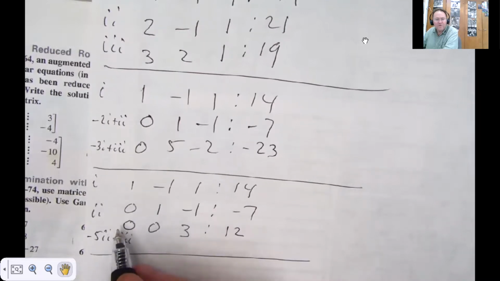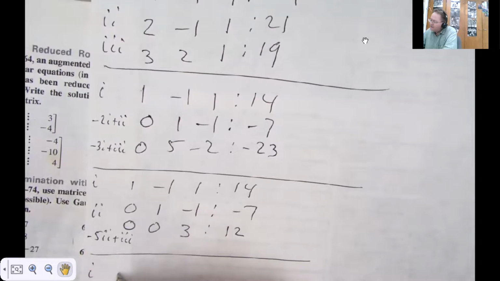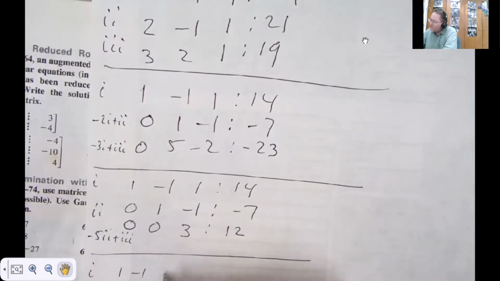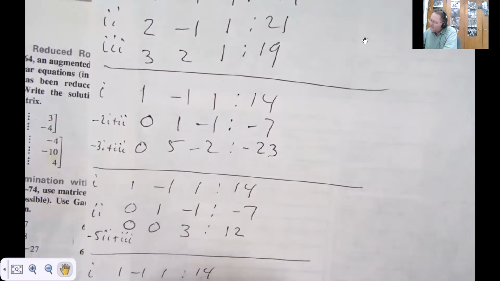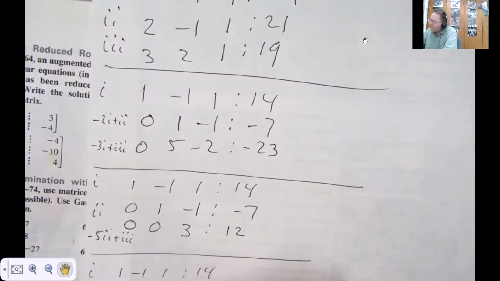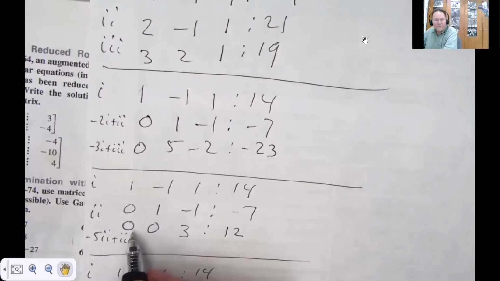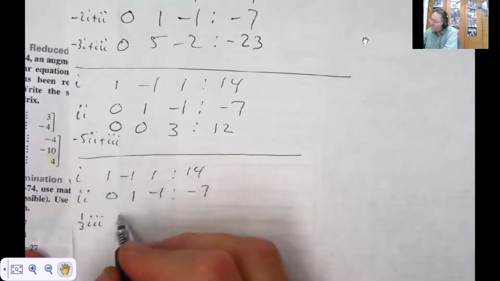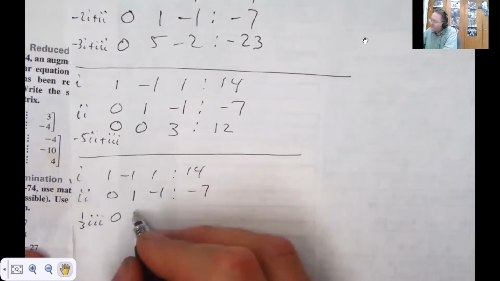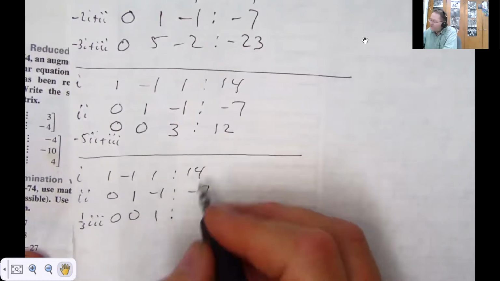All right, next step is to make that a one. So I can multiply this whole row by 1/3. I'll keep row one the same: one, negative one, one, 14. I'll keep row two the same: zero, one, negative one, negative seven. And I'll do 1/3 times row three. 1/3 times zero is zero. 1/3 times zero is zero. 1/3 of three is one. And 1/3 of 12 is four.